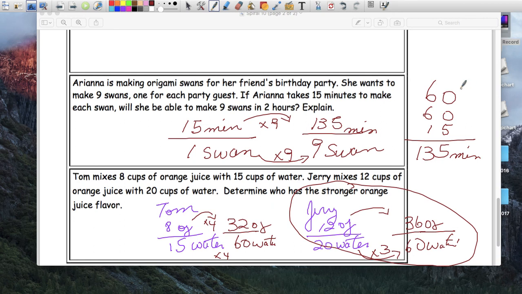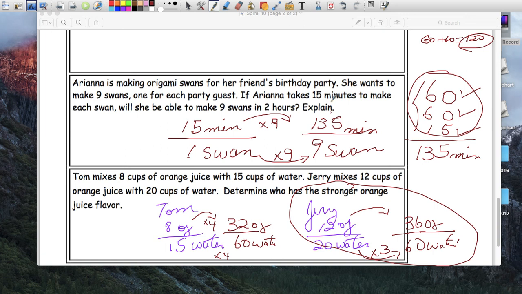So 135 minutes is the same thing as 2 hours and 15 minutes. Okay, is this total greater than 2 hours? Yes, because 2 hours is only 60 plus 60, and that gives 120 minutes. Right, that would be 2 hours. And in this case, 135 minutes is greater than 120, which means she can't make it in 2 hours.